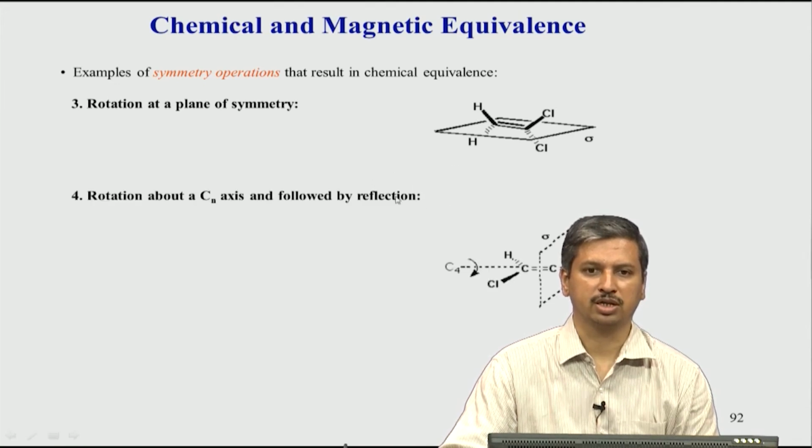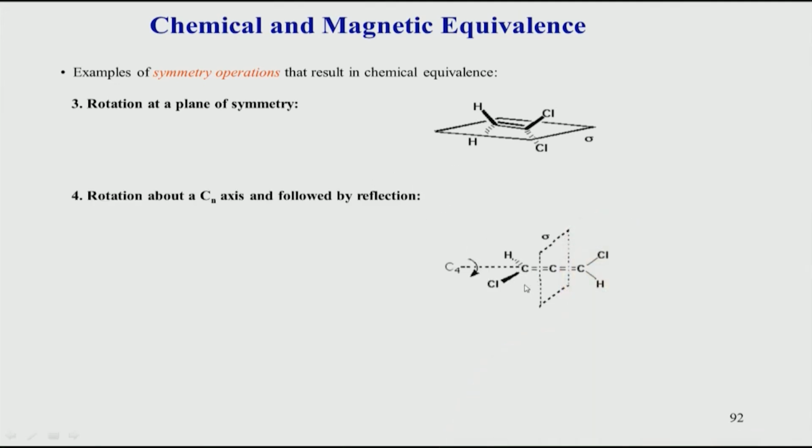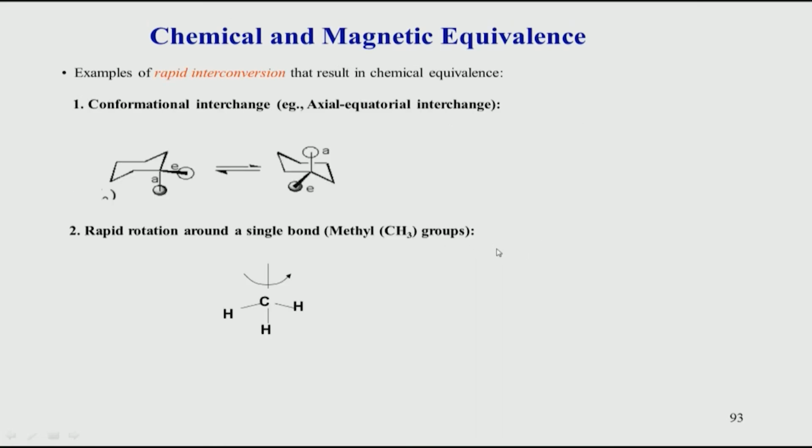You can look at another example here. Again, we can see there is an axis of symmetry here, this dotted line shown here. I can convert this hydrogen to this hydrogen by inversion symmetry, similar to what we did in the previous slide. So, again these two hydrogen atoms will be equivalent to each other.